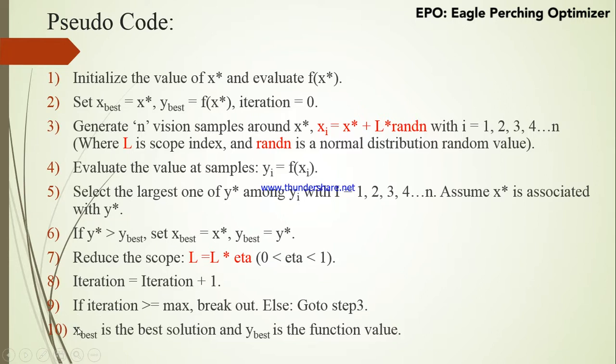And in step 10, whatever the value of x best and y best is there, we have got our highest value of the function. So that's how we can obtain the optimal solution of any function. In this case, we looked for the maxima, but we can apply the same for the minima as well.